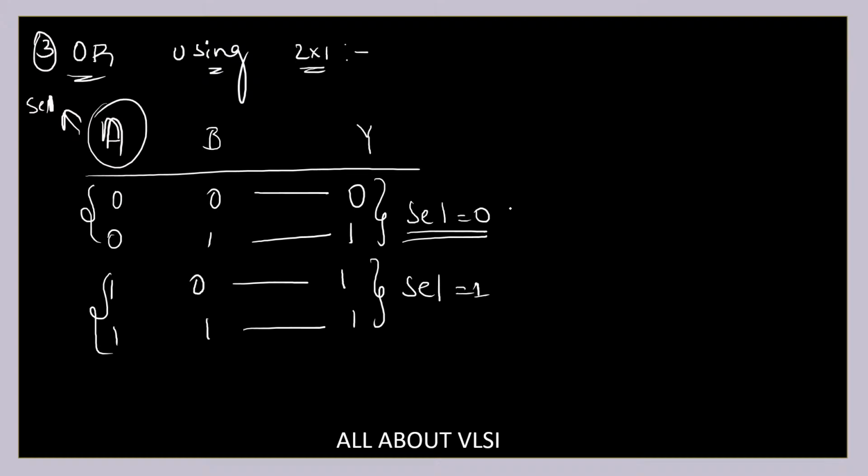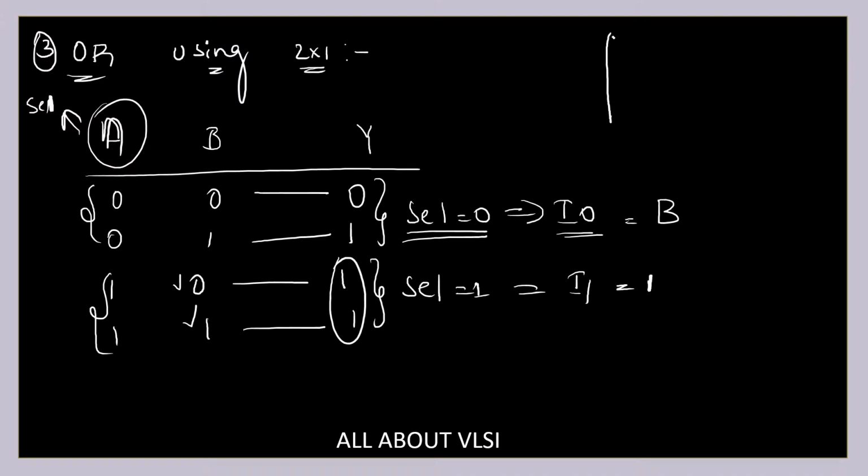Now, if the select line is equal to 0, which is nothing but my I0, what is the value of I0? If you carefully observe, whatever the value of B that is present, that is being copied to your output. That means I0 is equal to B. And what is the value of my I1? If you see, whatever may be your value of B, your output is equal to 1. So I can simply write I1 is equal to 1. That is what I'm going to write down over here.